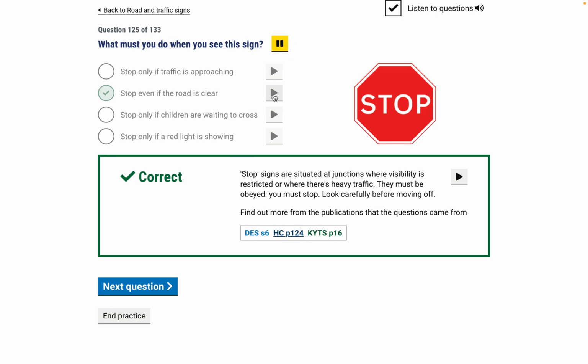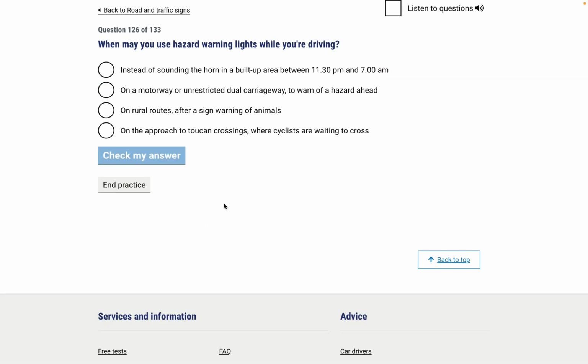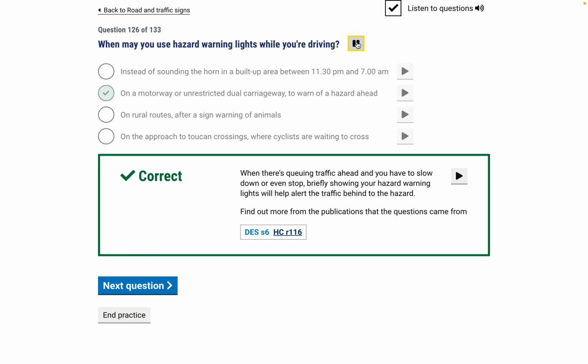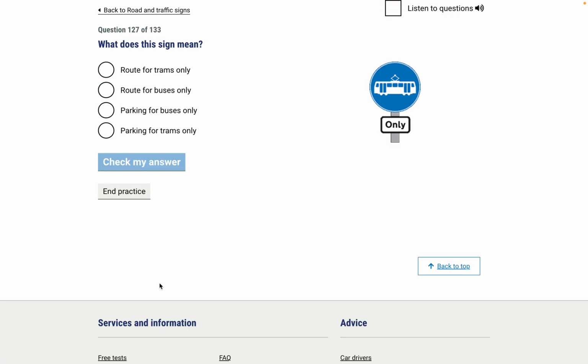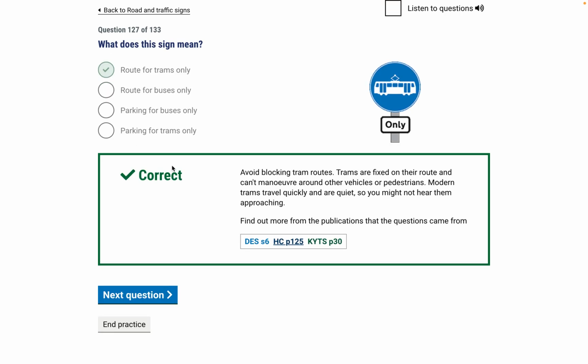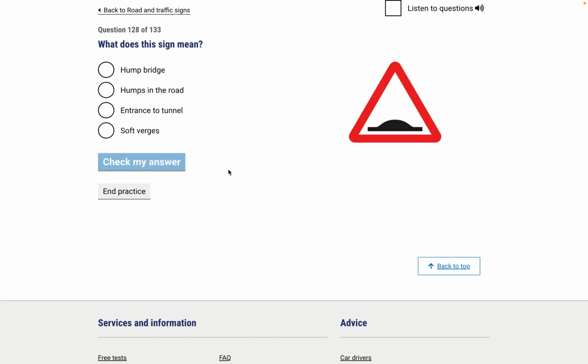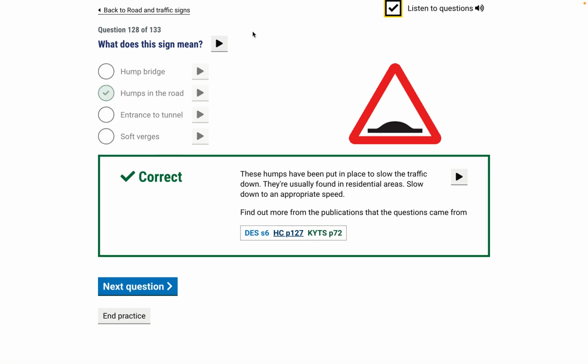What must you do when you see this sign? Stop even if the road is clear. When may you use hazard warning lights while you're driving? On a motorway or unrestricted dual carriageway, to warn of a hazard ahead. What does this sign mean? Route for trams only. What does this sign mean? Humps in the road.